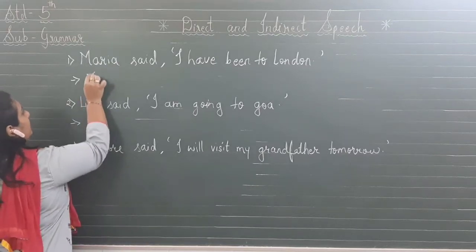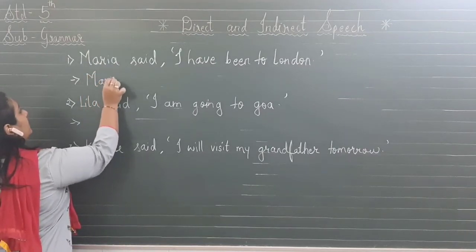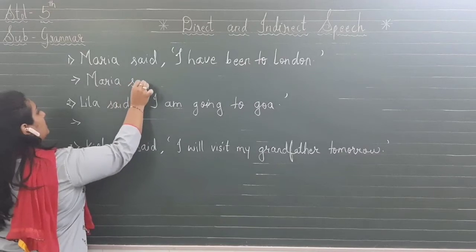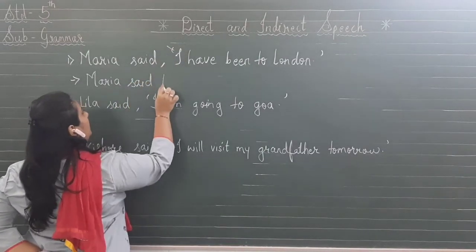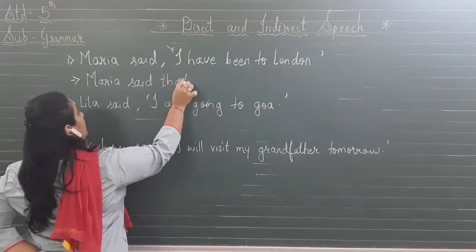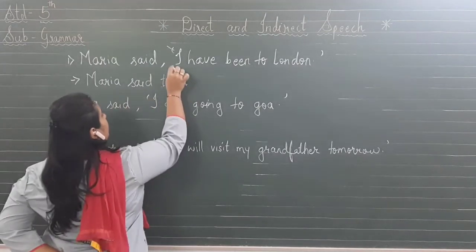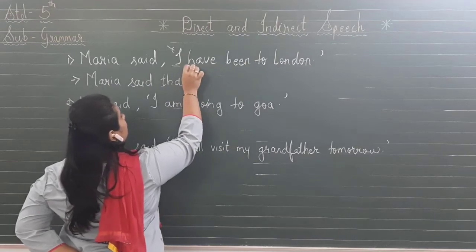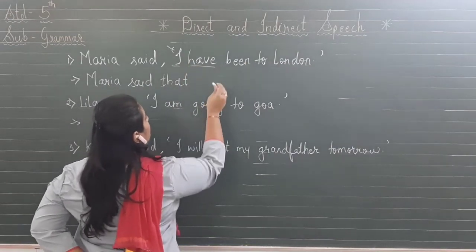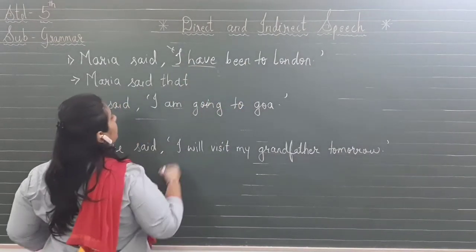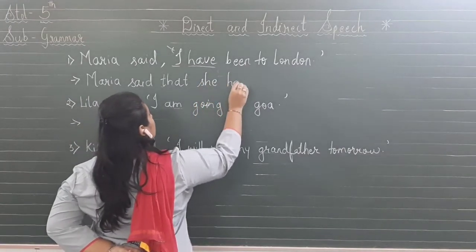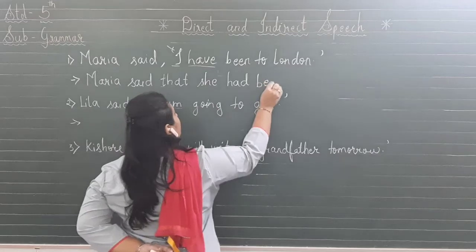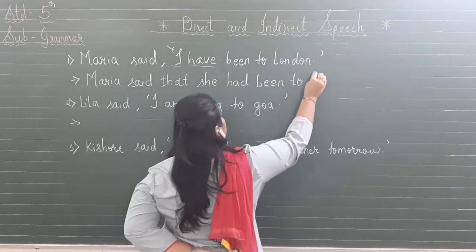So the sentence will become, Maria said. After said, what we have to do? We have to cut the quotation marks and we have to add that. Maria said that, then we have to change the pronoun, then we have to change the tense. Maria said that she has been changed into had, that she had been to London.